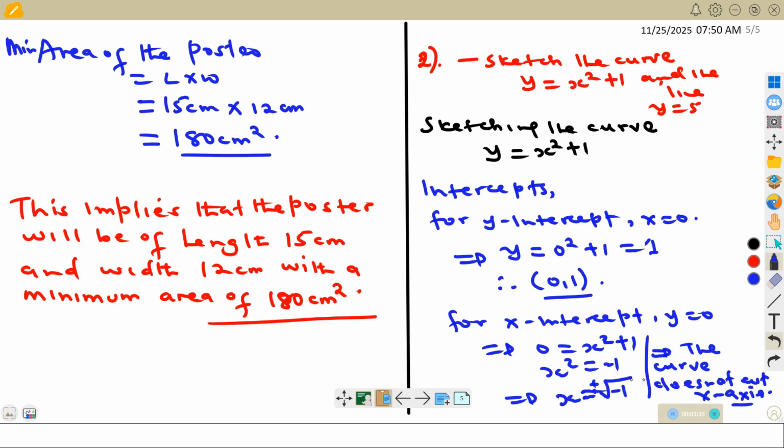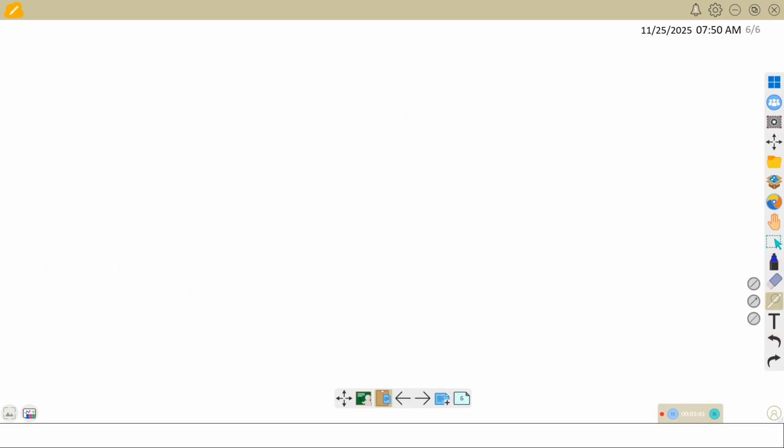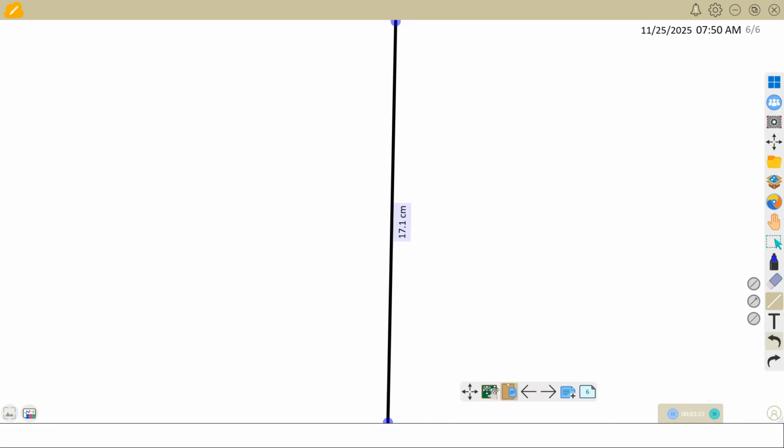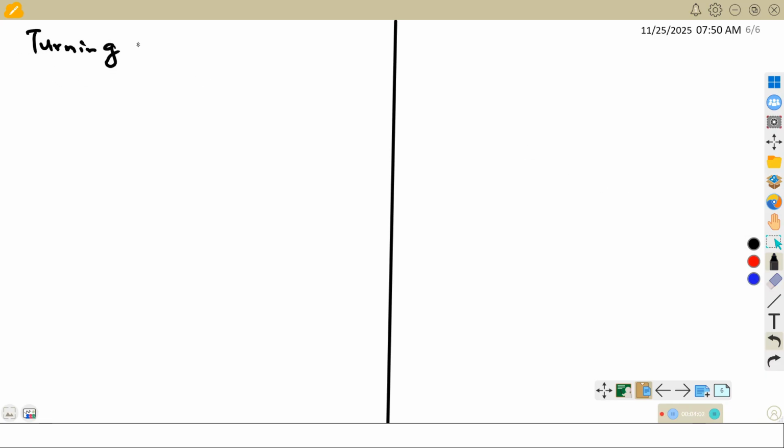Okay, so having looked at that, let us go on and look at what we call the turning points. So in order to sketch this curve here, we shall look at the intercepts, we shall look at the turning points, the nature of the turning points, then we shall be in position to sketch this curve. So let us talk about the turning points. At a turning point, you understand that dy/dx is 0. So let us first of all get the dy/dx.